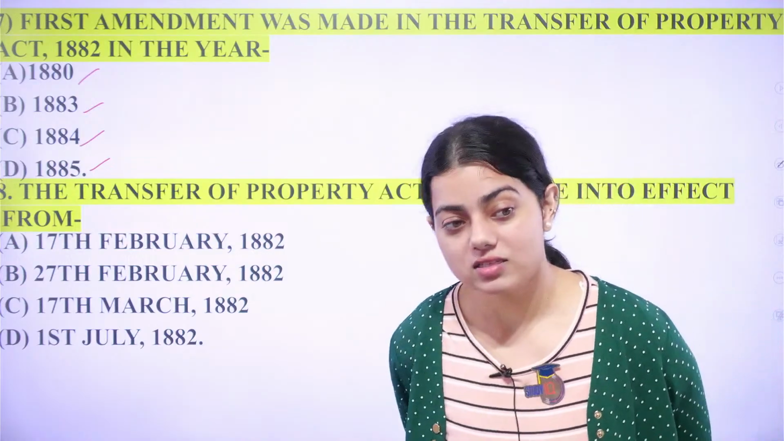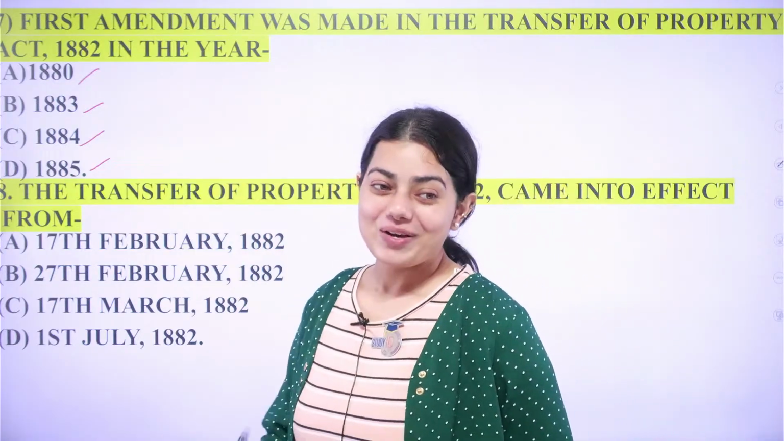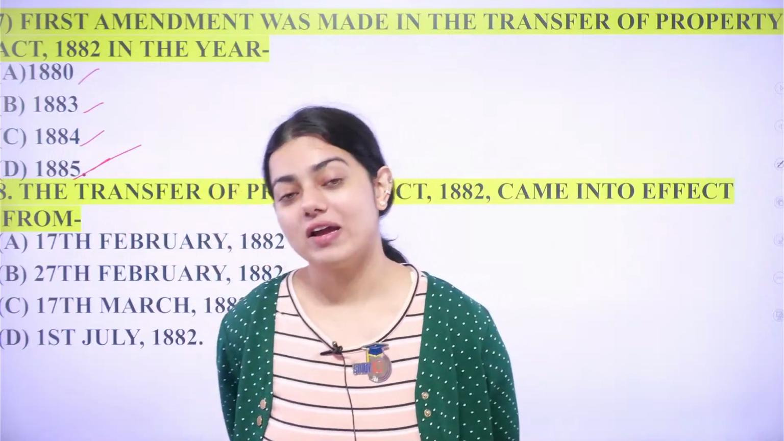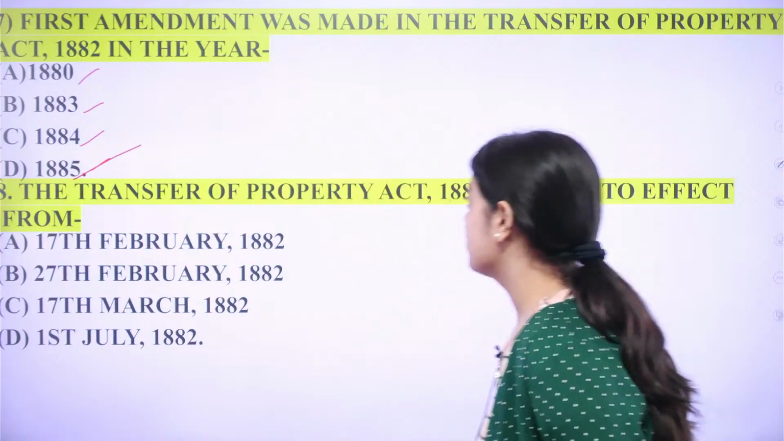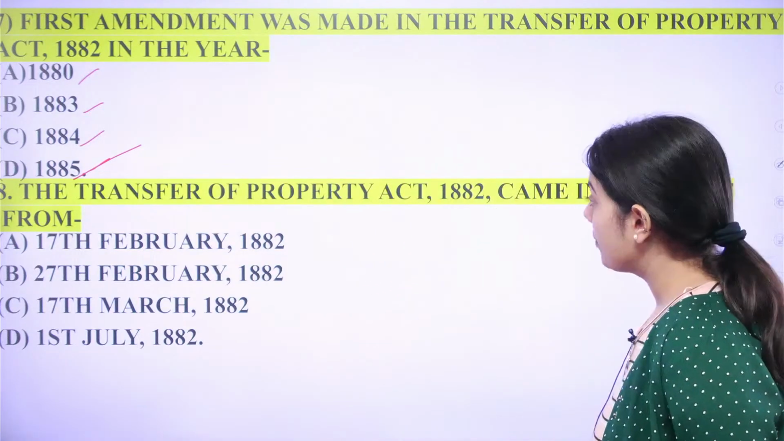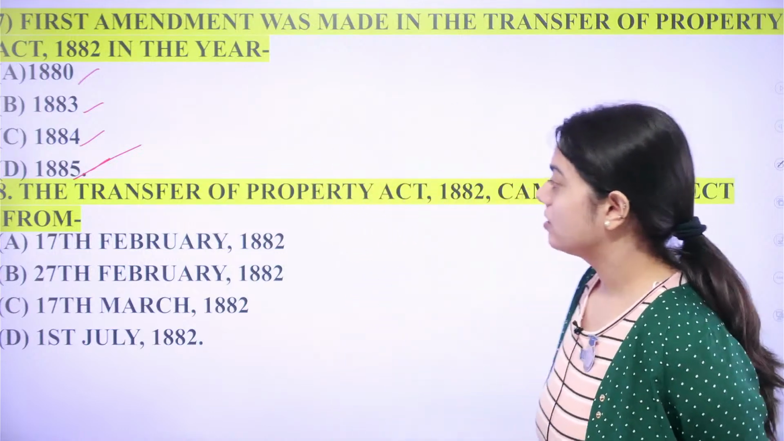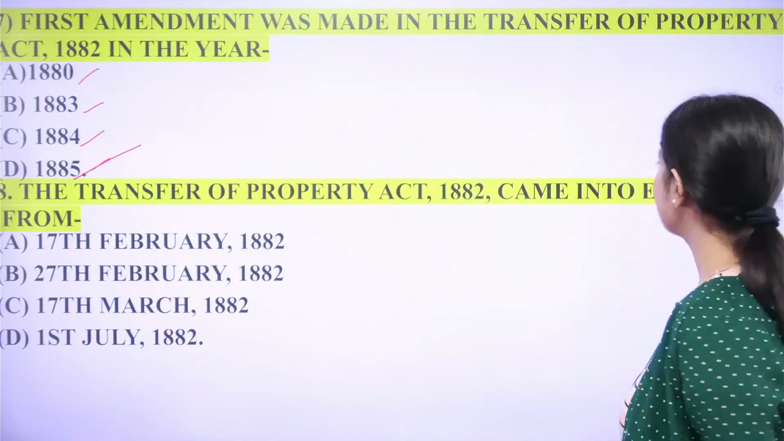The correct answer will be very good. Manifesting 03, you are on a winning streak. I can see that. Question number 7 is option number D, which is 1885. First amendment was made in the year 1885. The Transfer of Property Act 1882 came into effect from, I think we have done this question already. Yes, we have done this question, so we can skip it.